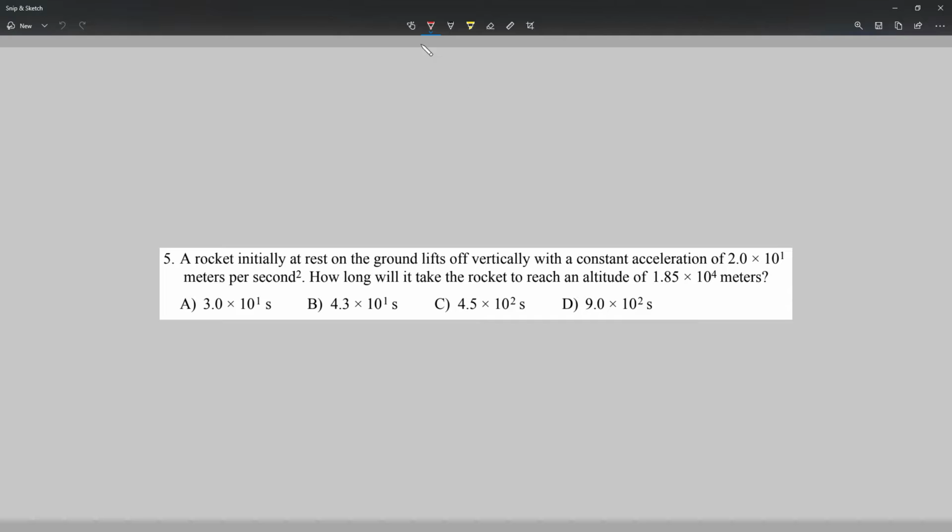A rocket initially at rest. Rocket initially at rest. Again, that tells you something. That's a certain phrasing, right? Your initial velocity is 0, right? You're not moving. You're at rest. On the ground, lifts vertically with a constant acceleration of this number. So again, there are two ways. Well, you can tell from the context clue, right? Acceleration, or you can just tell from the units. So the meters per second squared is your acceleration.